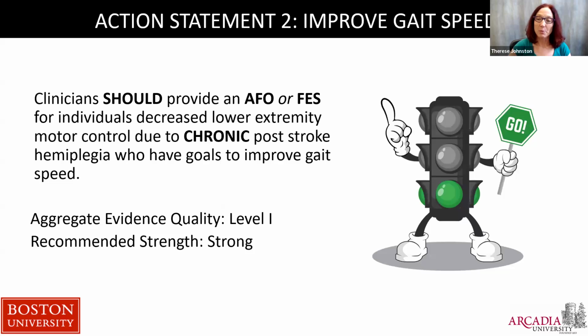Now moving on to gait speed. So here again, we have a should statement that we should provide an AFO or FES for people with chronic post-stroke hemiplegia. And here we had really strong evidence. Level 1, we had more RCTs that looked at gait speed. So this is a strong one to move forward with.